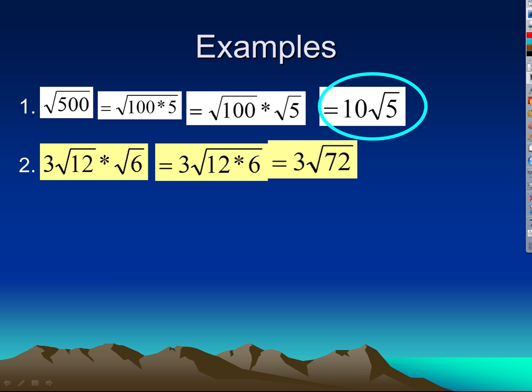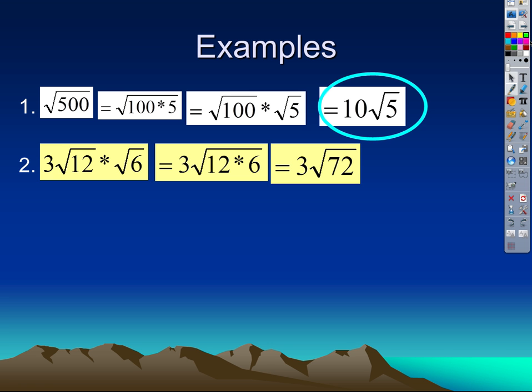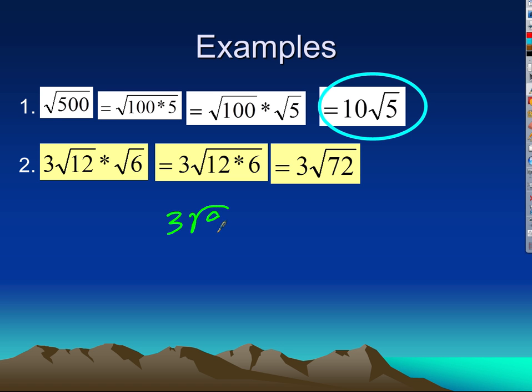Okay, what do you think? 9 works. Okay, let's try 9 and see what happens. If I use 9, I could break that up into 3 times the square root of 9 times the square root of 8, right? And what's the square root of 9? 3. So I get 3 times 3 times the square root of 8, which is 9 times the square root of 8. But now we better pause and ask ourselves, is there a perfect square that divides into 8?